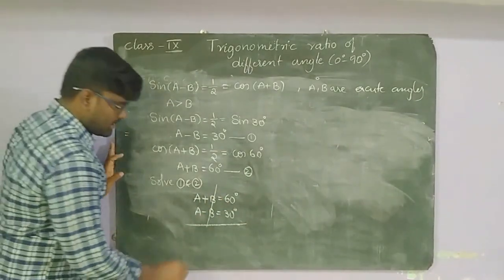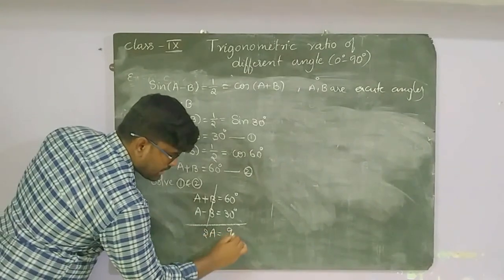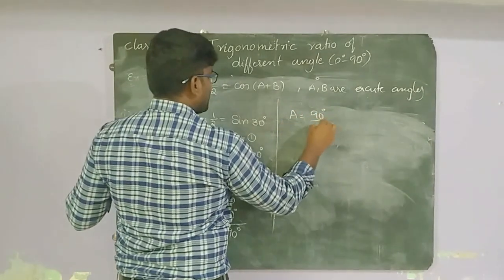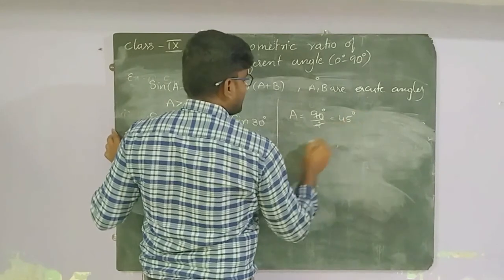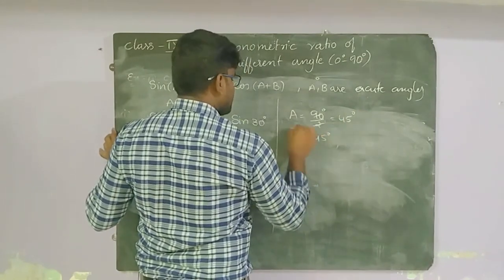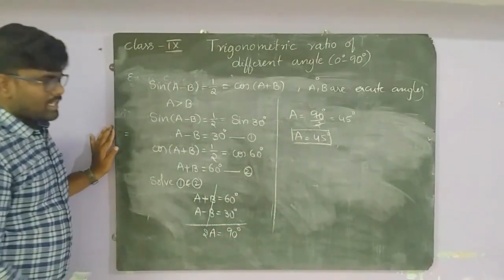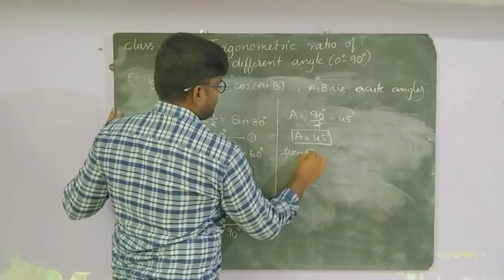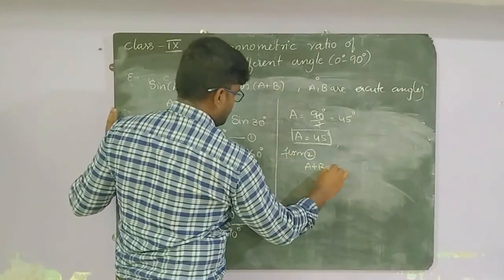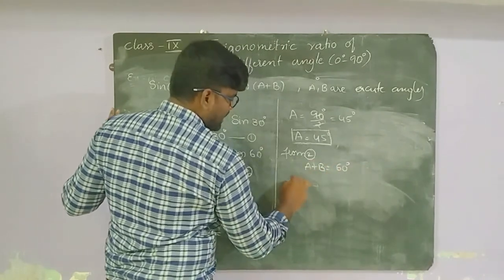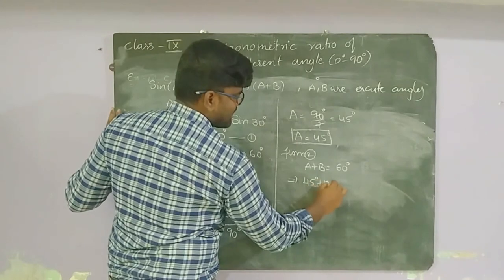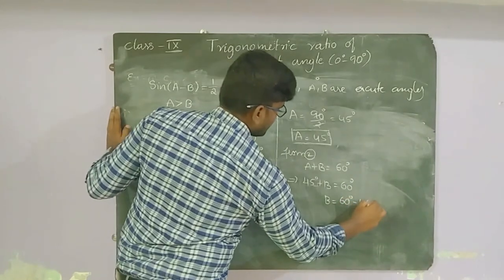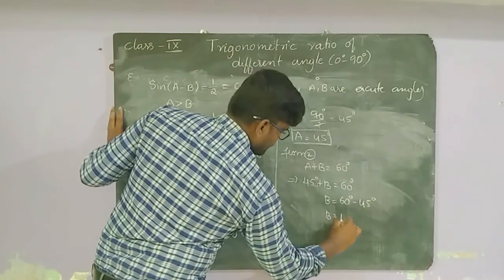When you add these two, B and B cancel, so 2A is equal to 90 degrees. Then A is equal to 90 by 2, which means 45 degrees. We got angle A as 45 degrees. Now substitute in equation 2. We know A plus B is equal to 60 degrees. A is 45 degrees, so 45 degrees plus B is equal to 60 degrees. Then B is equal to 60 degrees minus 45 degrees, so B is equal to 15 degrees.